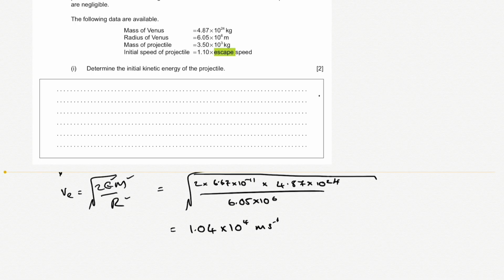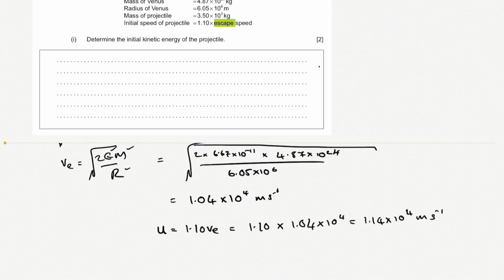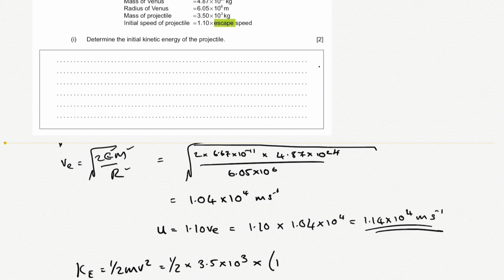We know that the initial speed of the projectile, so let's give it the initial speed u, is equal to 1.10 times the escape velocity. So 1.10 times 1.04 times 10 to the 4 gives us a value of 1.14 times 10 to the 4 meters per second. So we know that the initial speed of the projectile is this. And then we find our kinetic energy using a half mv squared. A half times the mass of the projectile, this is 3.5 times 10 to the 3, times the initial speed.